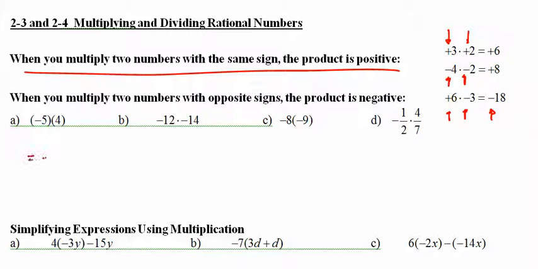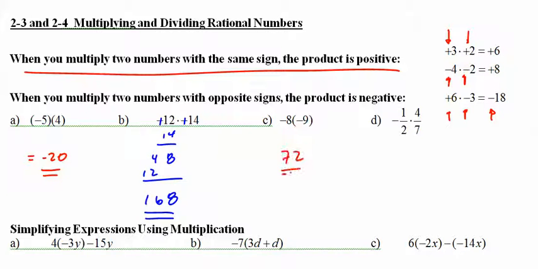Negative 5 times 4 is negative 20. Negative 12 times negative 14 is positive. Oh, great, give me a hard one to see if I care. Oh boy, do it the long way. $168, which I should have known. Such a bad math teacher. Negative 8 times negative 9 is positive 72.